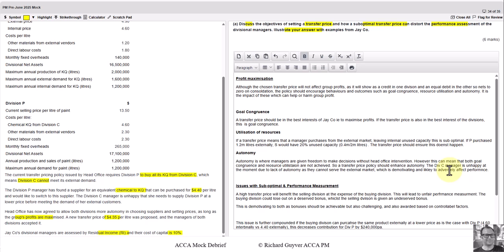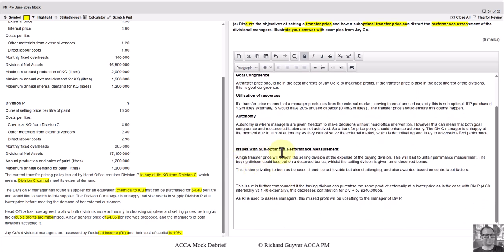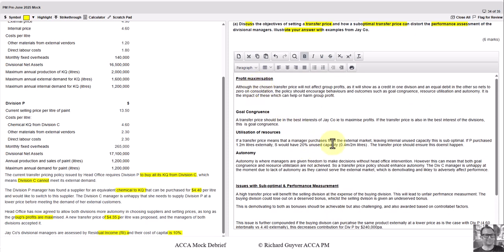I changed it slightly. I changed my headings slightly. I had these three headings and then a performance measurement one, but then I realised that overlapped this one too much, so I merged that into one final one. And then I thought what I would do is take profit maximisation out and use that to introduce these three. So I've got two big headings and then some subheadings. So this is the approach I've gone for.